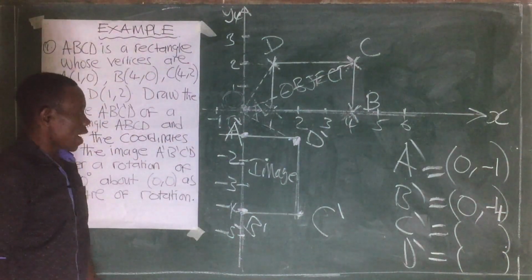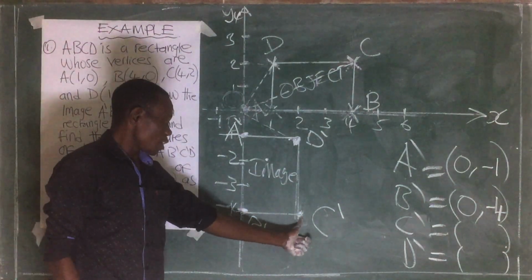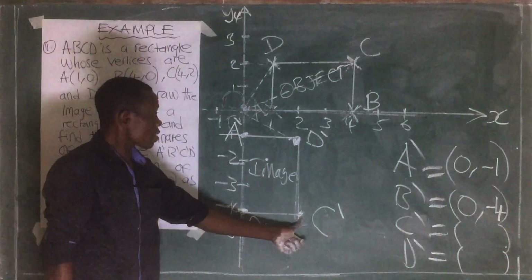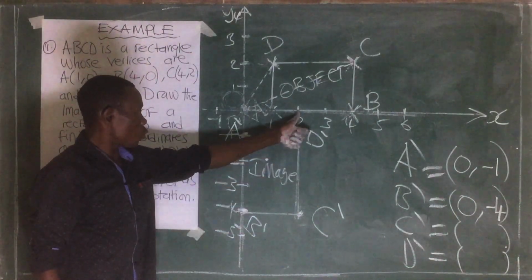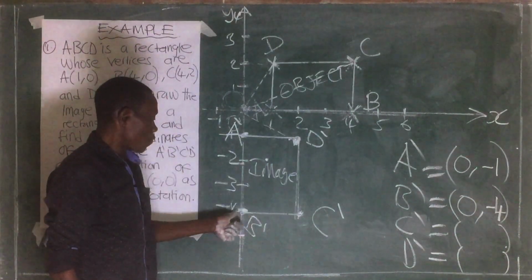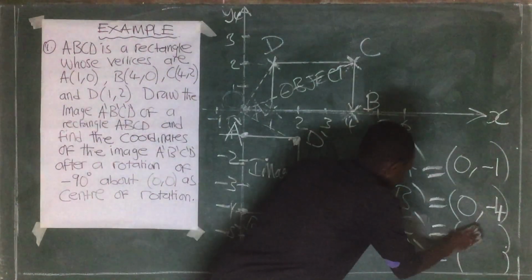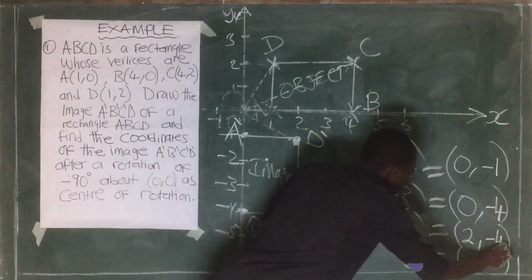The coordinates of C, at this position here, you check first on the x-axis and find that x here is 2, y here is negative 4. So you write here x is 2, y is negative 4.